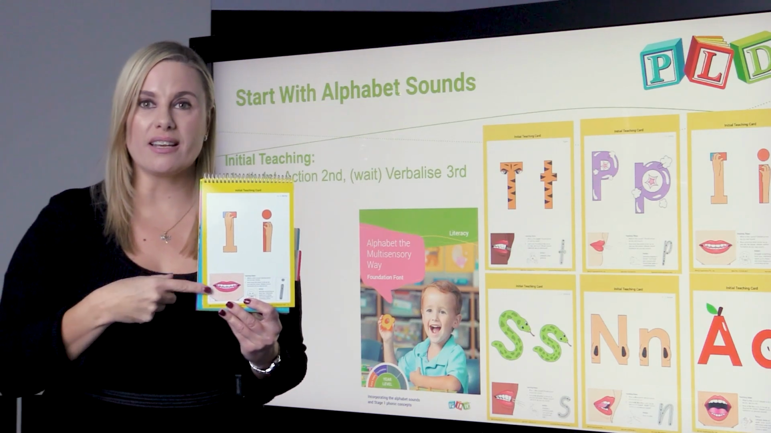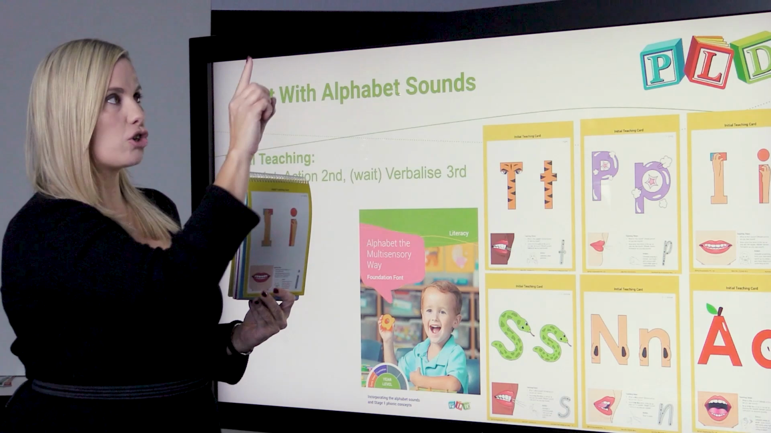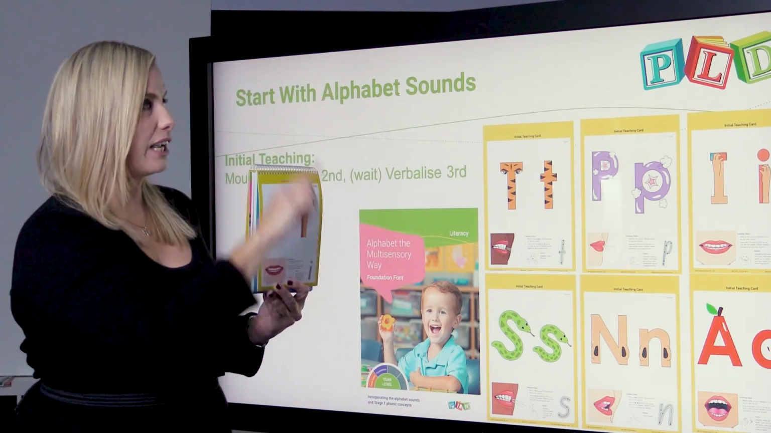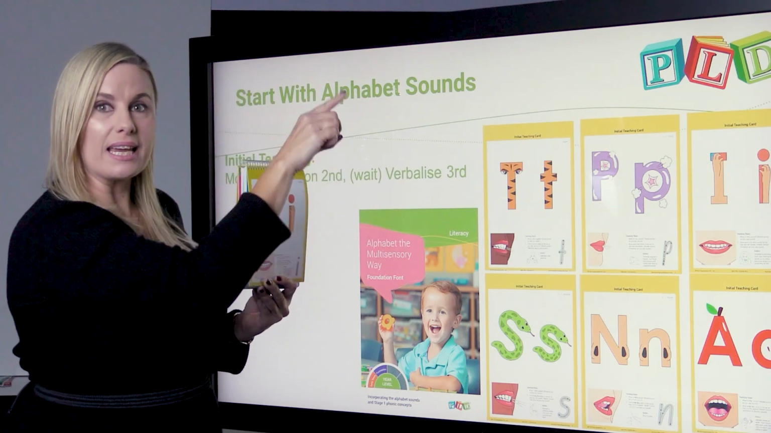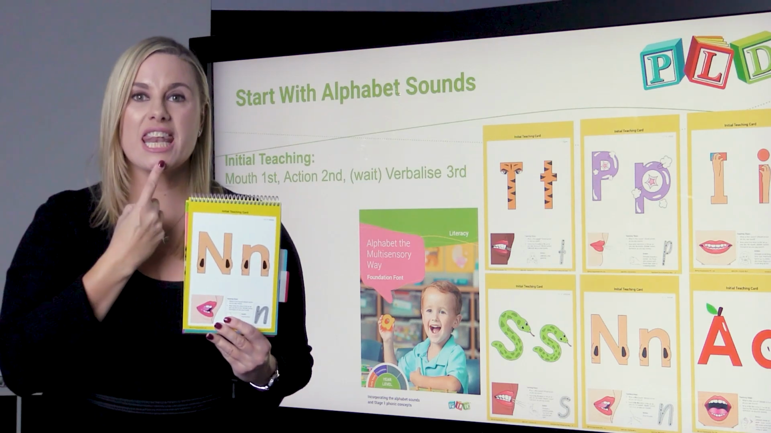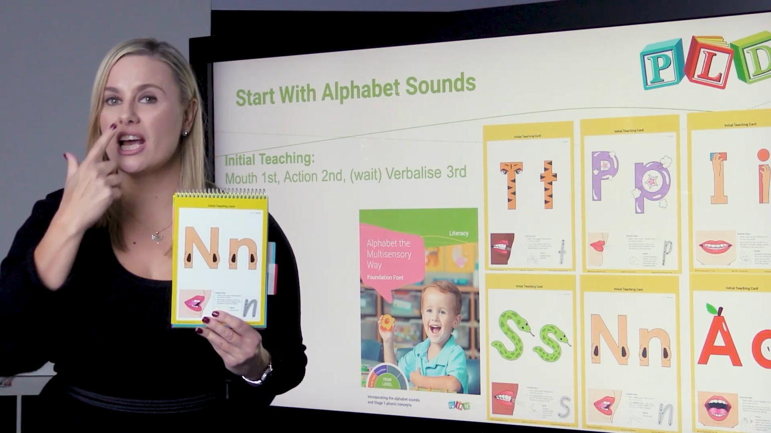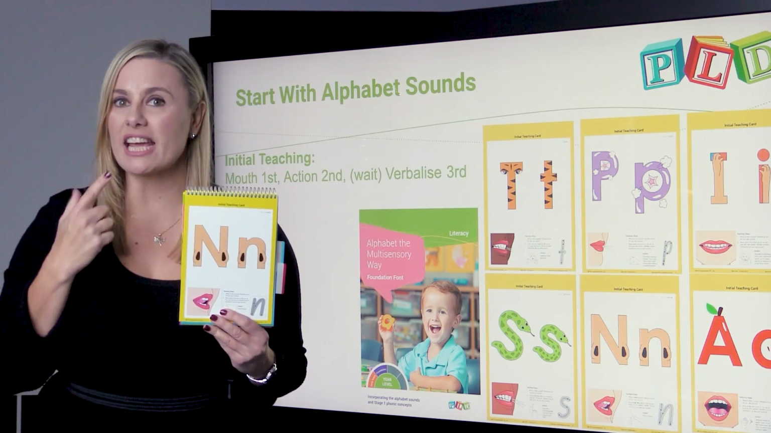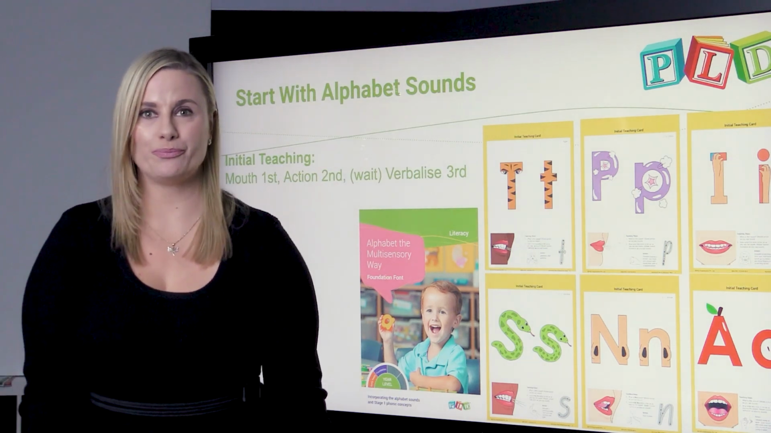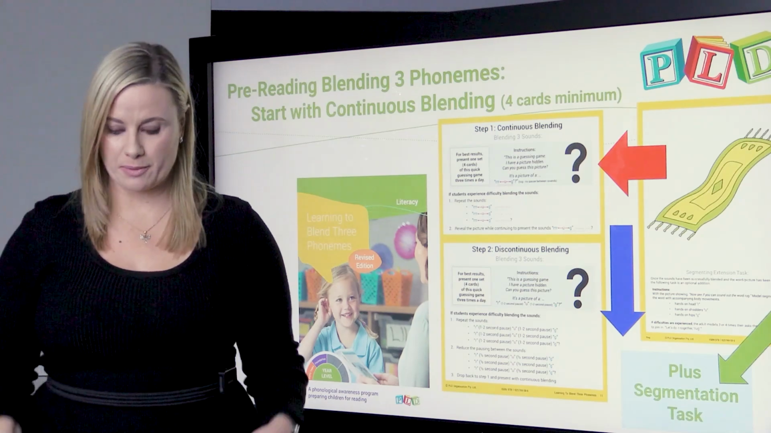Let's practice writing this letter in the air. You ready? Let's remind ourselves, down and dot, down and dot. You ready? I. I. Good. What is this sound? Where's your tongue? Back of your teeth, ready? N of nose. Good. Next we move into our pre-reading skill, which is learning to blend 3 phonemes.